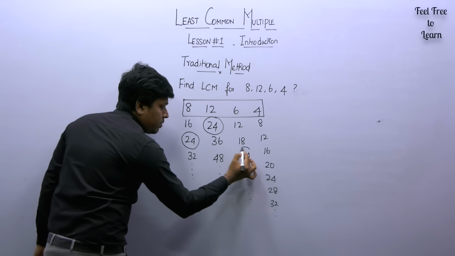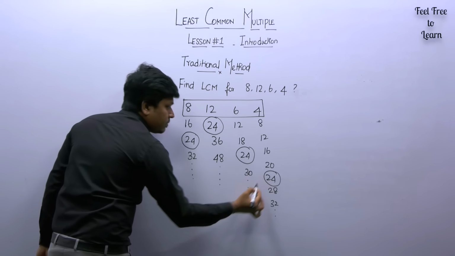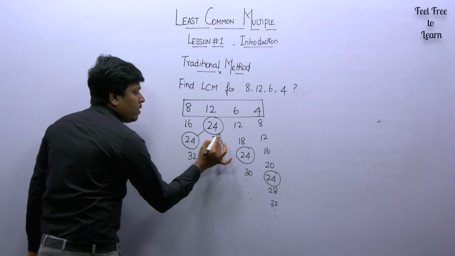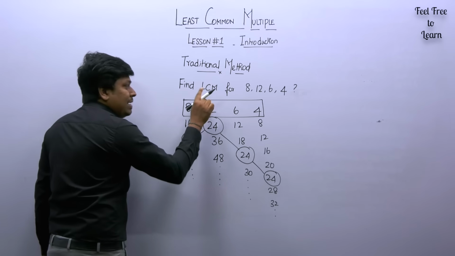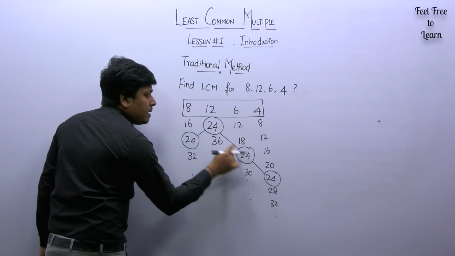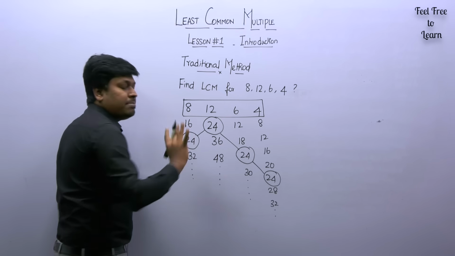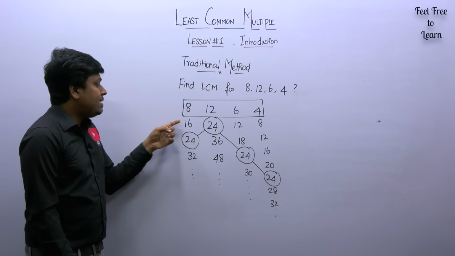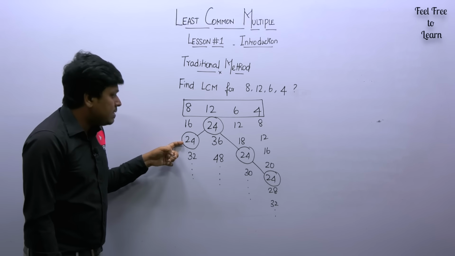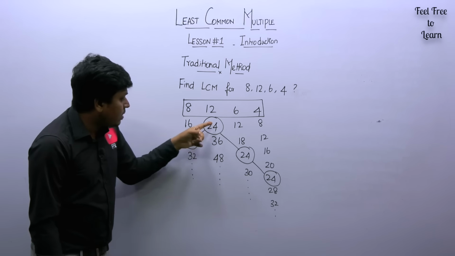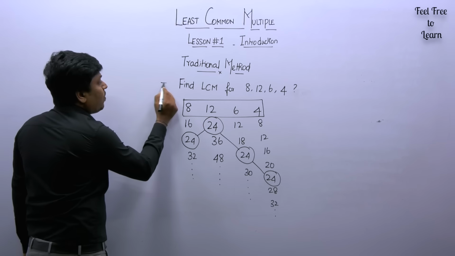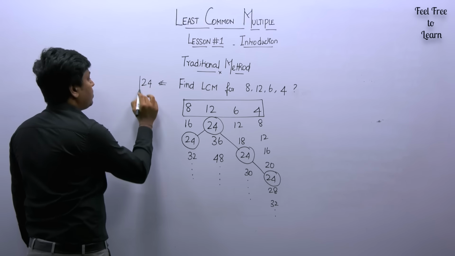24, got it, 24 and 24, got it or not? So in all these numbers where 24 is common, least common multiples, out of these multiples the common number is 24 and that is the least multiple, got it or not, right? 16 is not common, so we are not taking 16 as LCM. So 24 is the number which is least and common in all the four multiples. So we are saying that LCM for this number is 24.